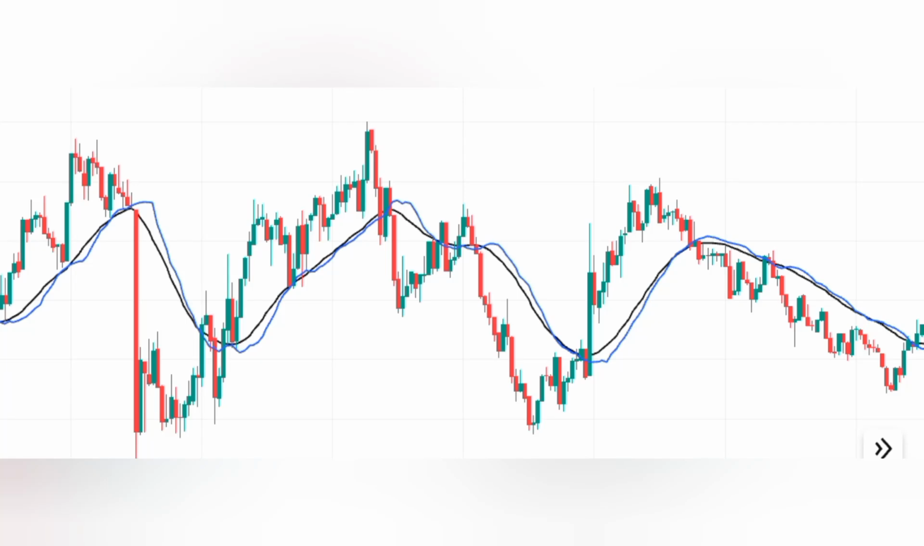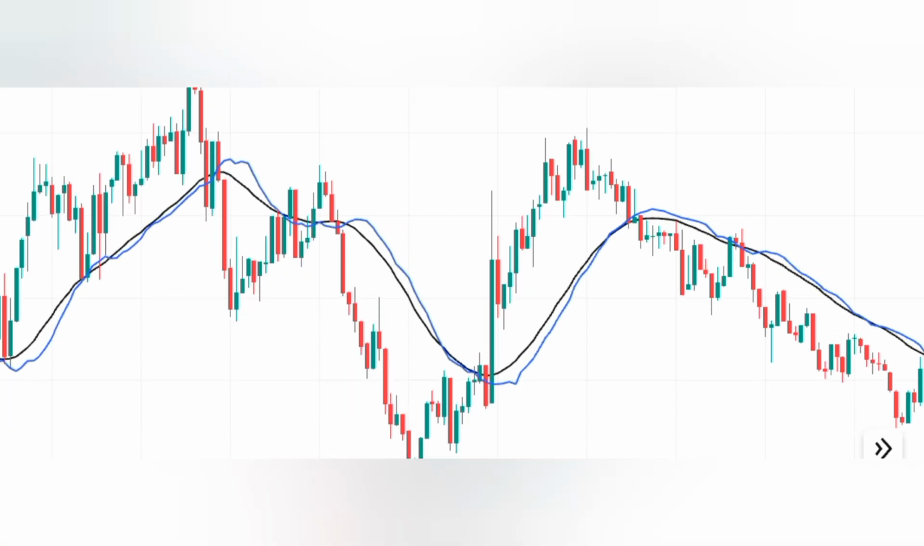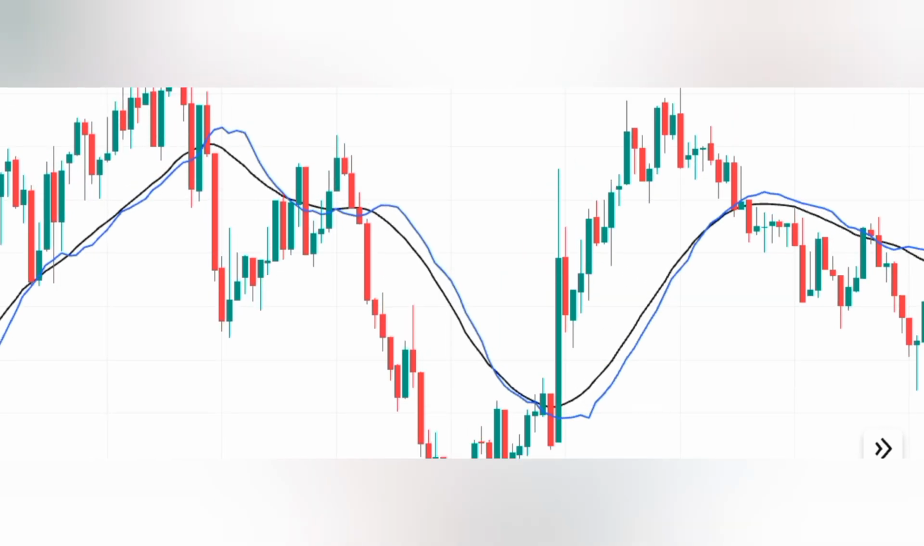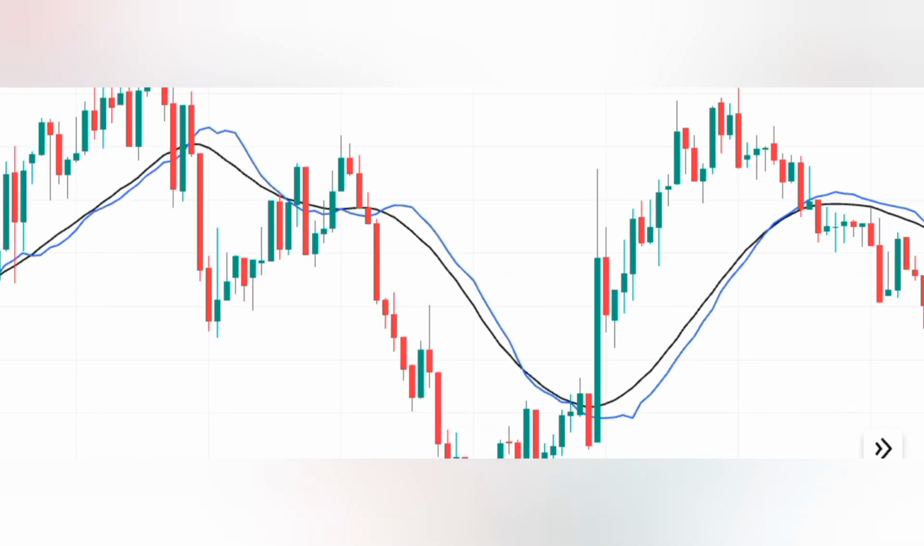Welcome to this scalping strategy. We shall be using these two moving averages. So we shall be using the 20 exponential moving average and the 9 exponential moving average.